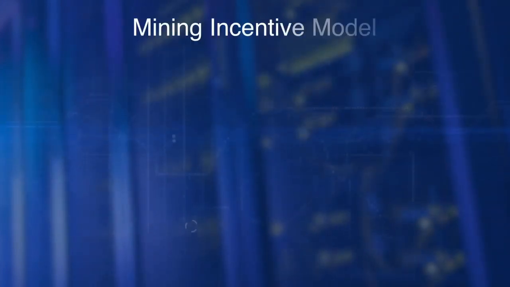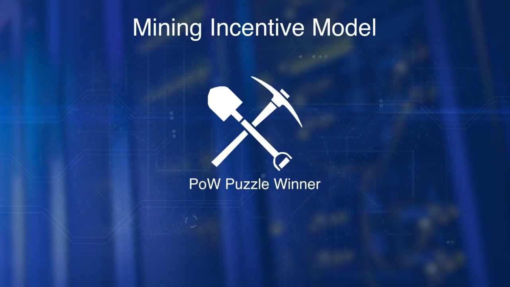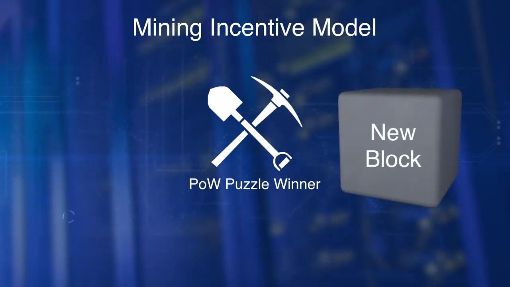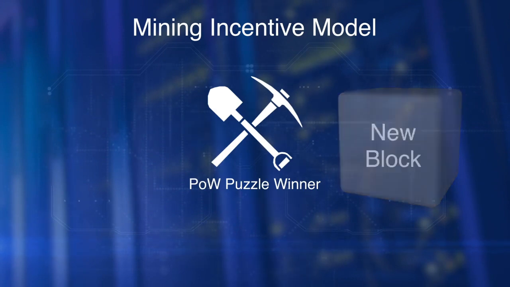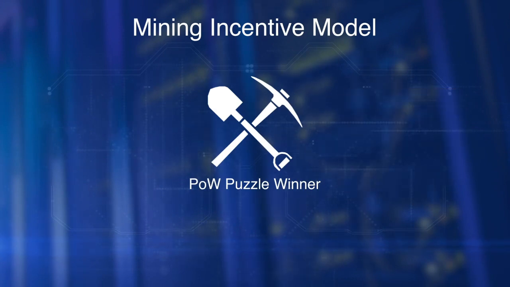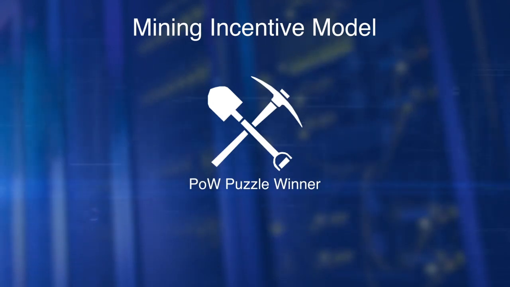Now let's look at the mining incentive model. The proof of work puzzle winner miner that creates a new block is incentivized with the base fees of 3 ethers and the transaction fees in Ethereum blockchain. The winning miner also gets the fees, gas points, for execution of smart contract transactions.